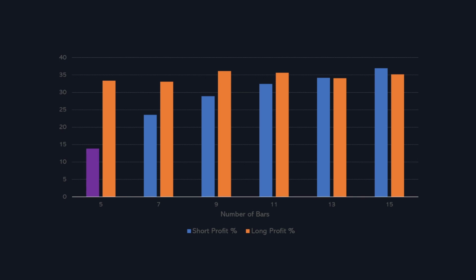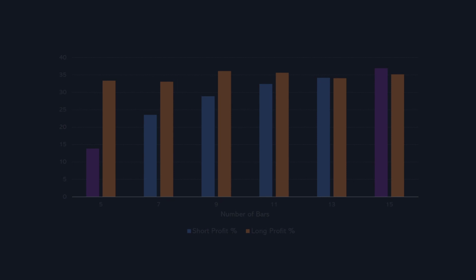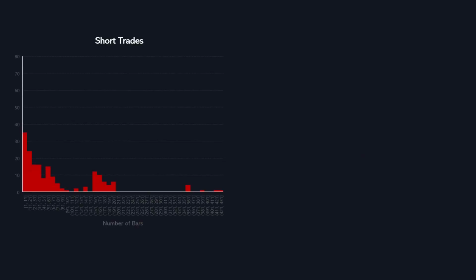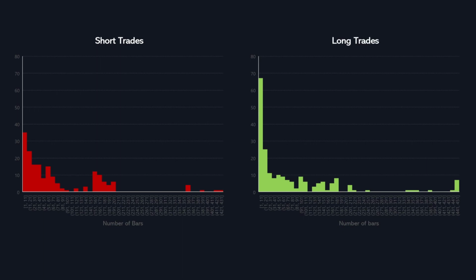Only 15% of short trades are profitable within 5 hours of a trade, but the percentage goes up to more than 35% when a short entry waited for 15 hours after the trade. Once a trade is made after the market is overbought or oversold, how long does it take for those trades to reach the profit target of 5%? Both for the short and long trades, most of the time, the trade reaches the profit target within the next 1 to 10 bars, which in our case is 1 to 10 hours.